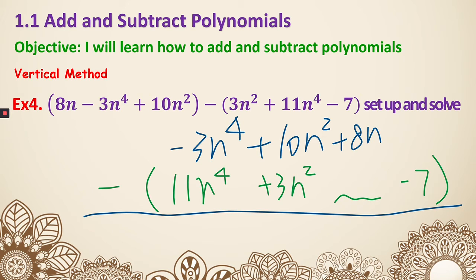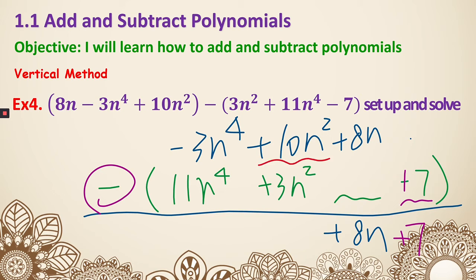So now we can start combining. I have nothing on the top, but it's going to be something minus -7 that changed into a plus. So it's going to be a 7 on the end. Next, we have this 8n minus nothing, so it's just a plus 8n. After that, we have 10n squared minus 3n squared. That is going to be a positive 7n squared.